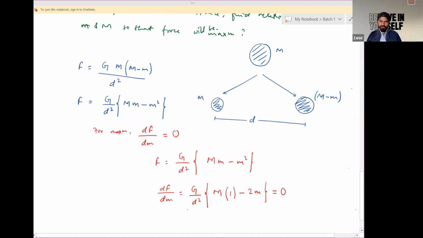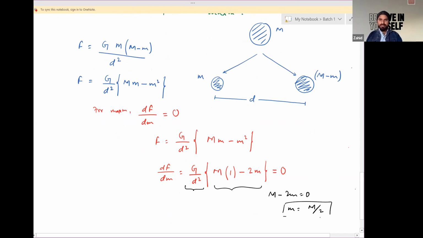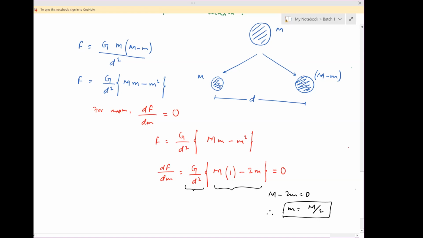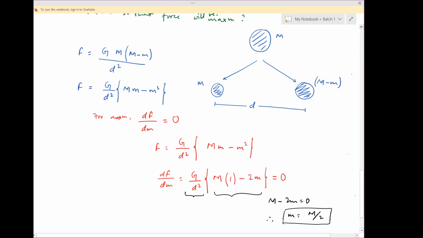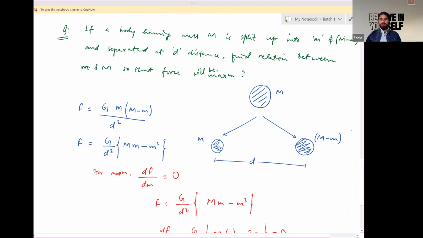Now, since this coefficient is a constant term, this term must be equal to 0. So M minus 2m equals 0. So small m will be equal to M by 2, which means if the mass is divided equally, then the force between them will be maximum. Is it clear? Yes, sir. Okay, just write it down. Salman, any doubt? No, sir.